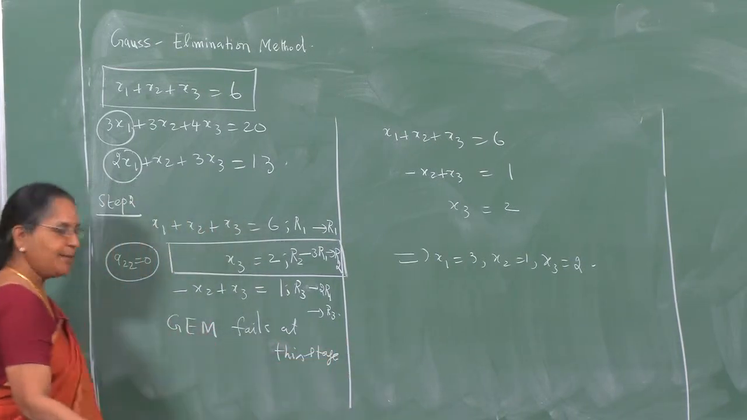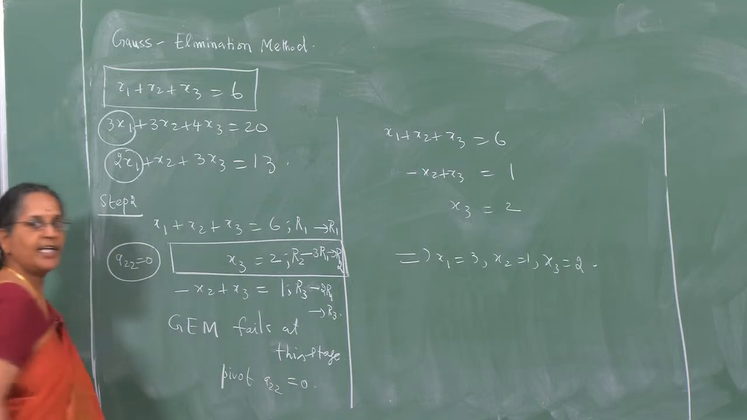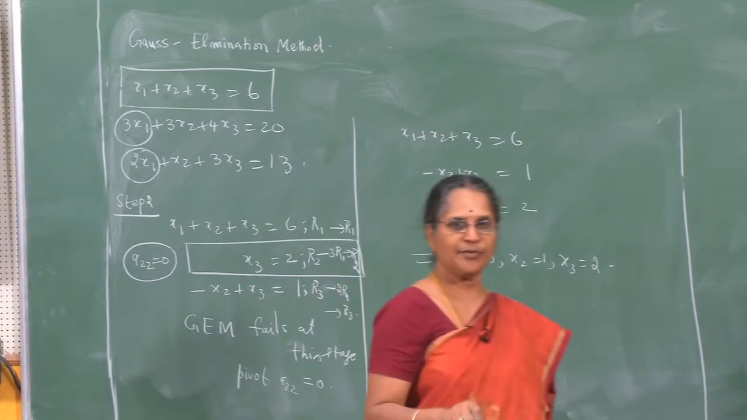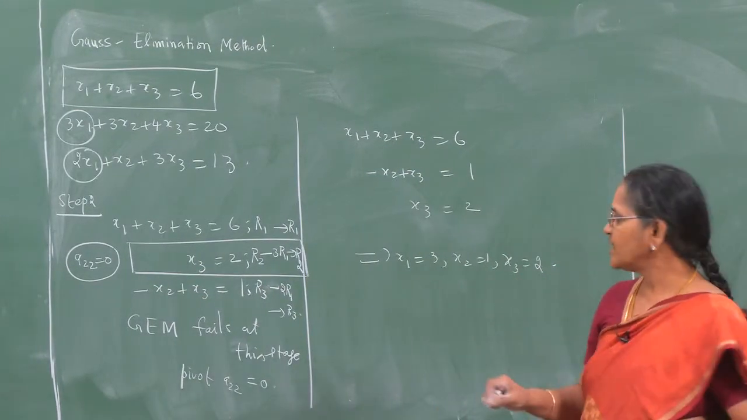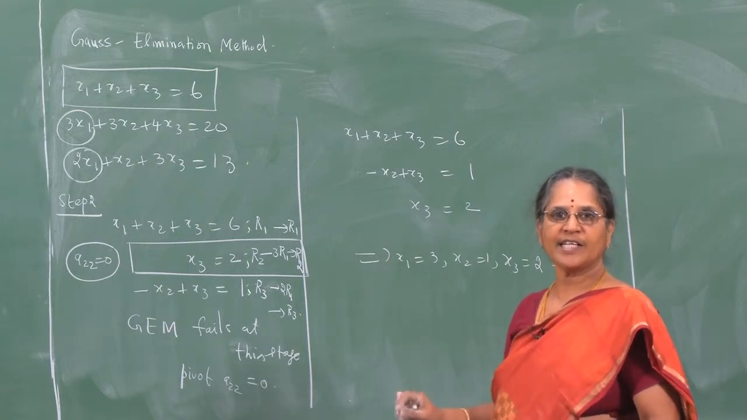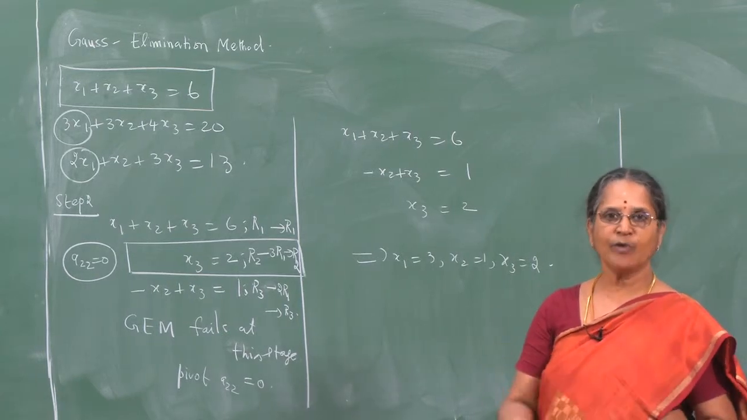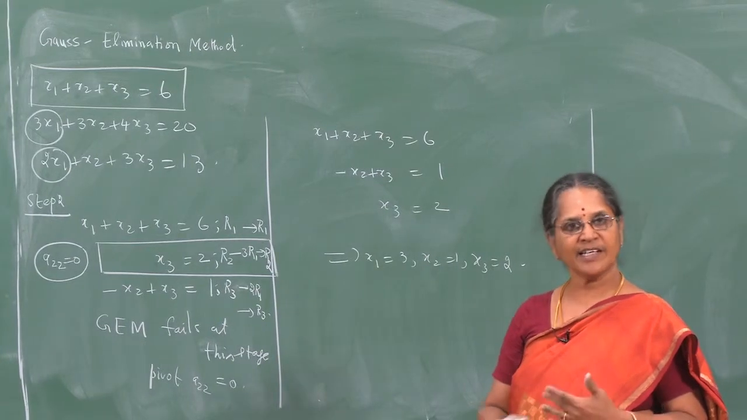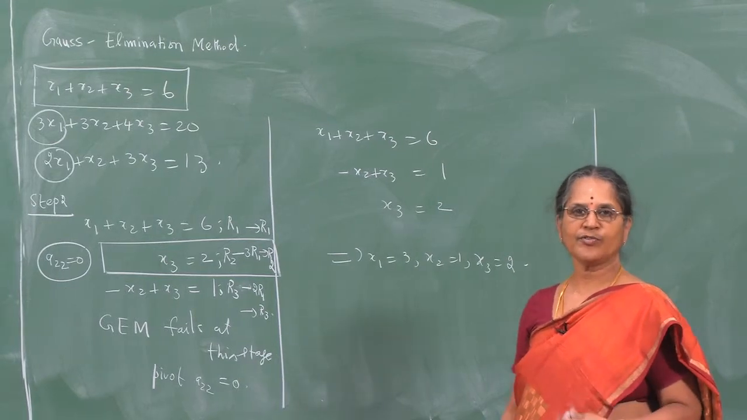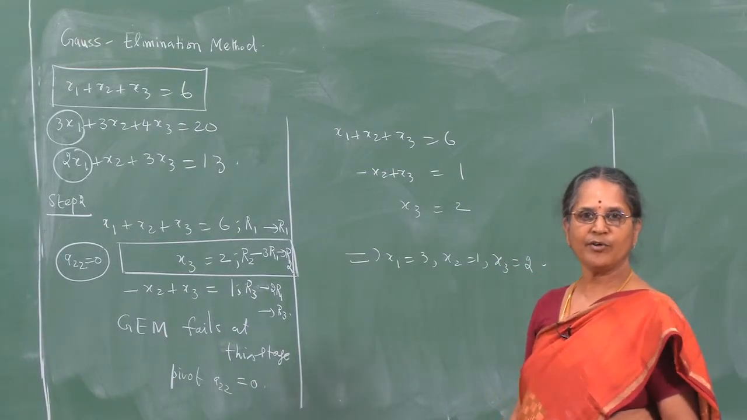Why does it happen? Because the pivot at this stage, namely a22, turns out to be equal to 0. And therefore, if at any stage of the Gauss elimination procedure, you observe that the pivotal element at that stage in the pivotal equation turns out to be 0, then you cannot proceed further and apply the Gauss elimination method, and the Gauss elimination method fails in that case. So, what is it that we can do in order to solve this system? Let us look at this example and see what we can do.